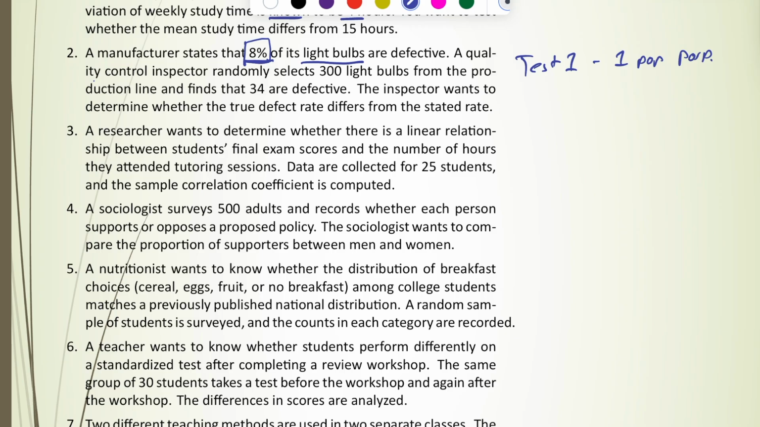A researcher wants to determine whether there is a linear relationship between students' final exam scores and the number of hours they spend in tutoring sessions. A linear relationship cues me that this is test 13, which is correlation. This one has exam scores and number of hours, two quantitative variables, so this is test 13. There's one population, two quantitative variables.